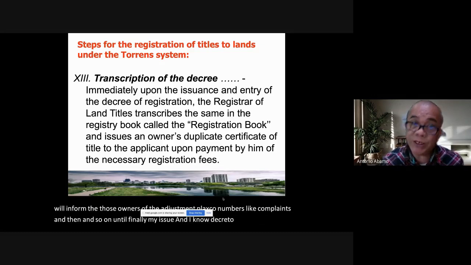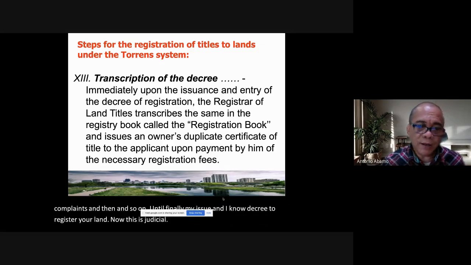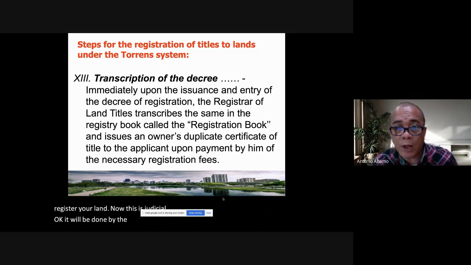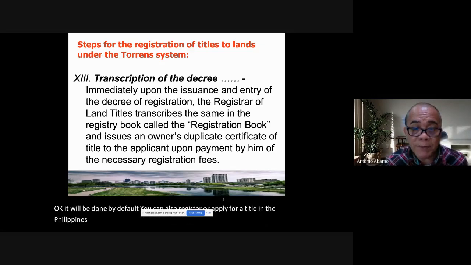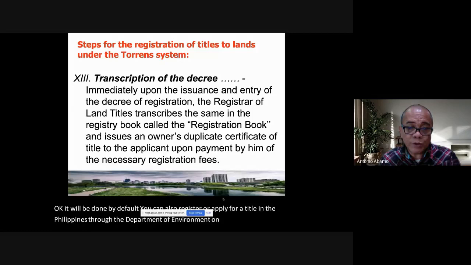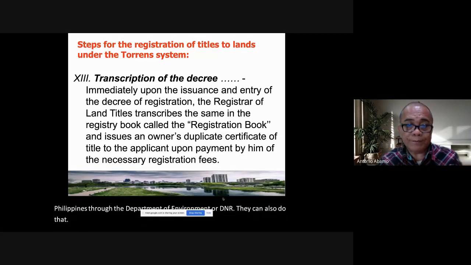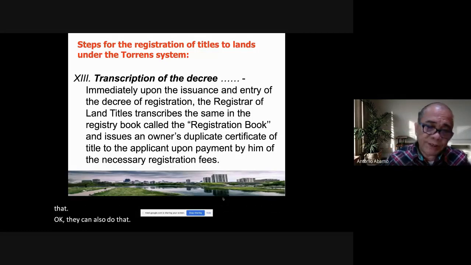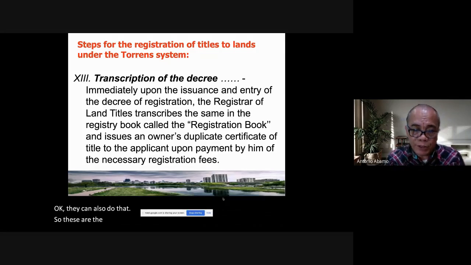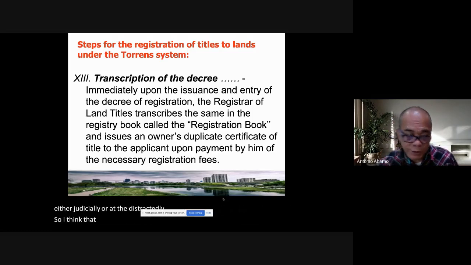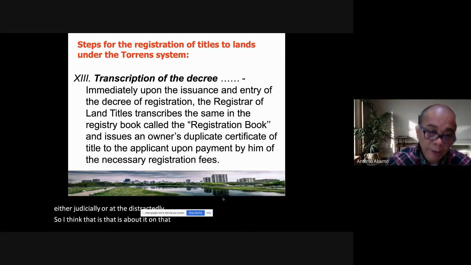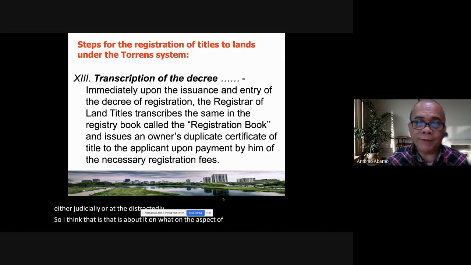Now, this is judicial. It's judicial. It will be done by the court. You can also register or apply for a title in the Philippines through the Department of Environment, DENR. They can also do that. So, these are the overlapping procedures in the Philippines. You can get your title either judicially or administratively. So, I think that is about it on the aspect of land registration in the Philippines.